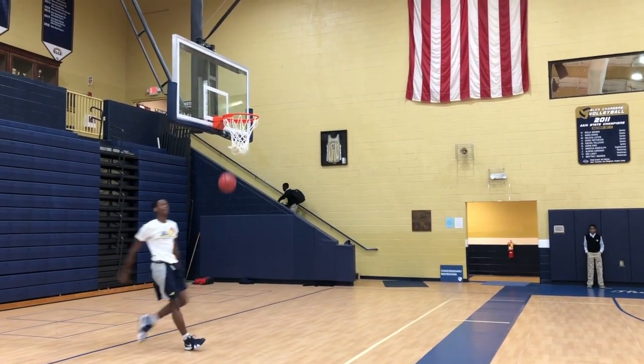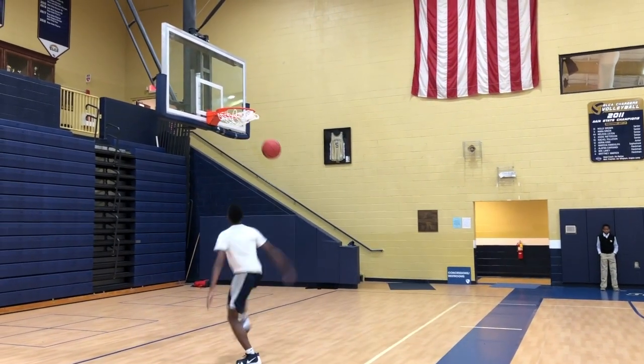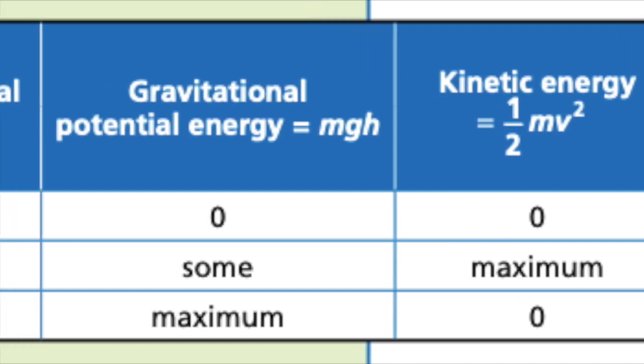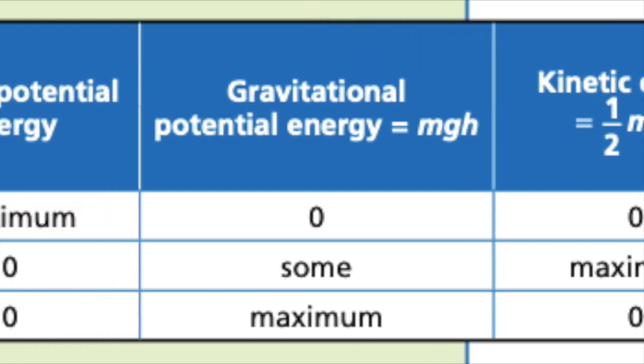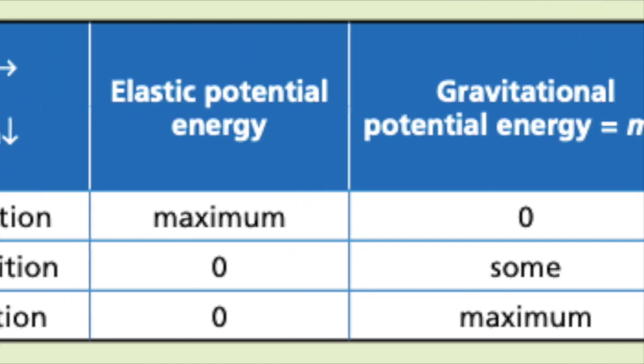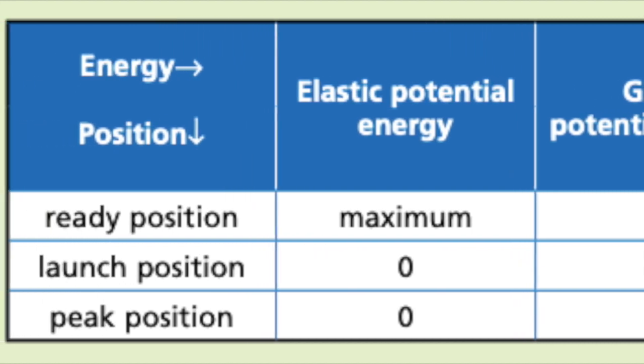A way to easily demonstrate this is by using a graph. We can use the graph to see that all the energy in the starting position is elastic potential energy. Then during the launch position, it converts to gravitational and kinetic energy. And lastly, when they get to the peak position, they dunk that guy. No cap. All the energy is gravitational at that point forward.